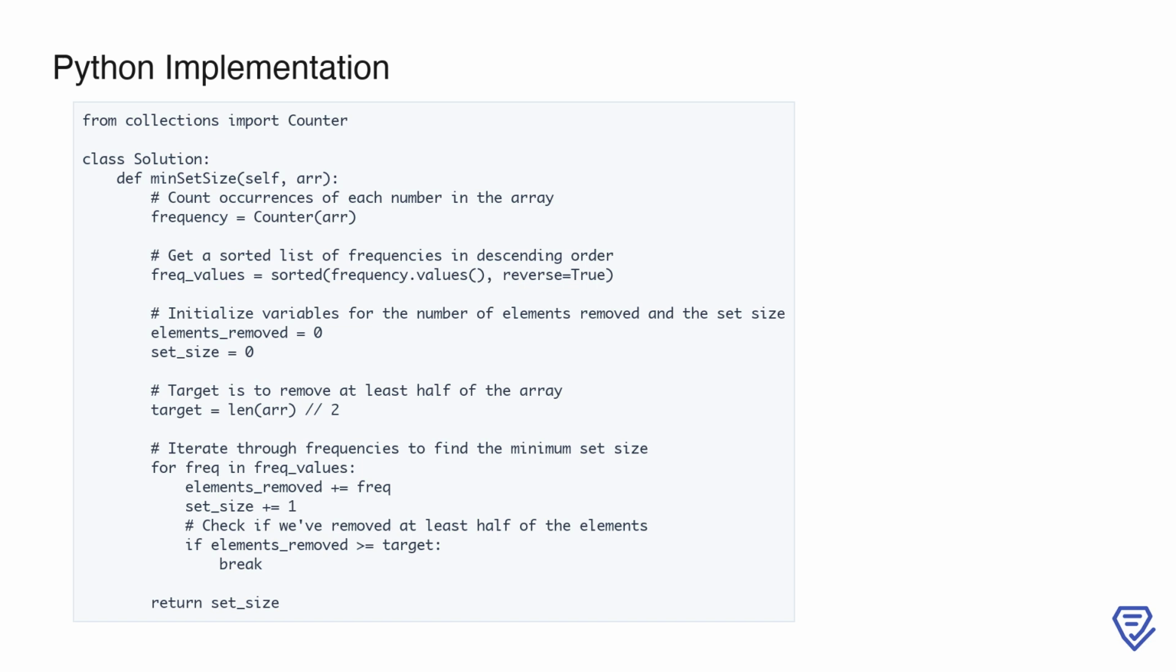Finally, we return set_size, which represents the minimum number of unique integers that need to be removed to satisfy the condition. This approach is efficient, with a time complexity of O(n log n), where n is the length of the input array. The sorting step dominates the runtime, while the frequency counting and iteration are linear operations. This solution is well suited for the problem's constraints and ensures correctness for all edge cases, including arrays with many duplicates or entirely unique elements.